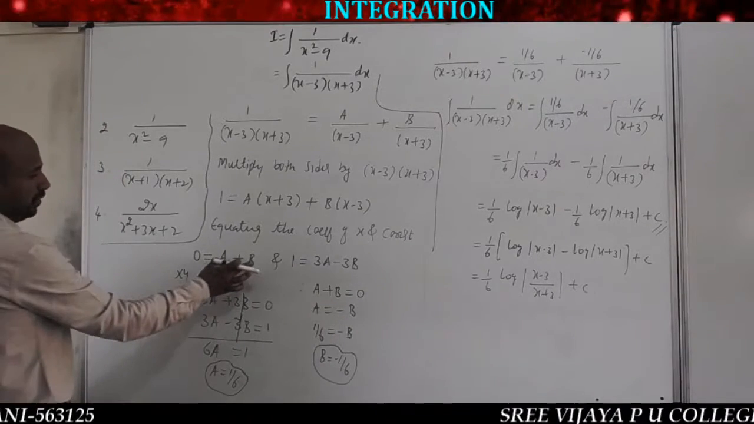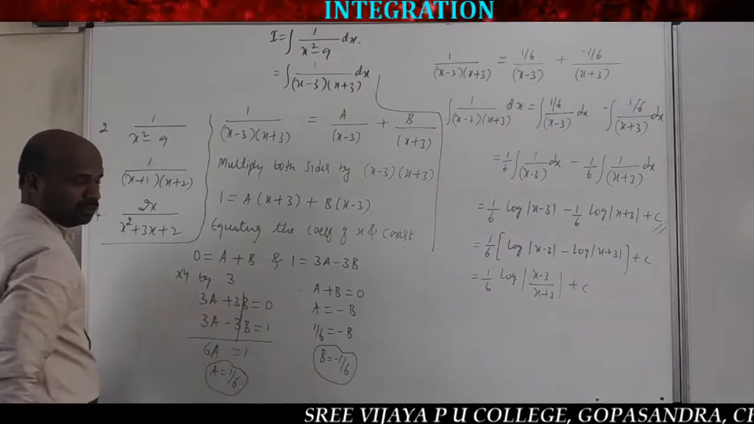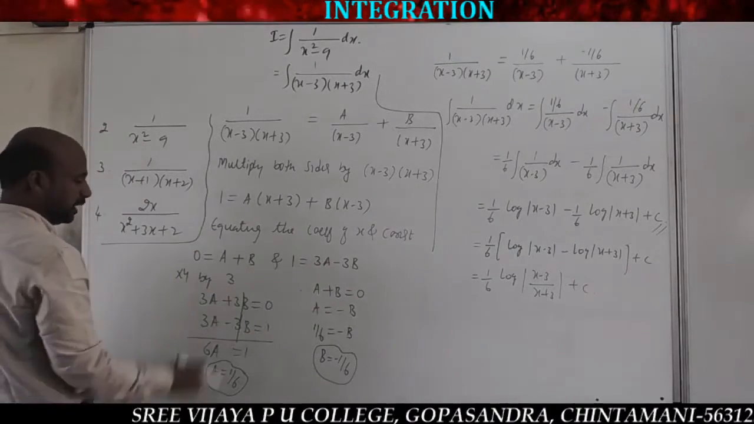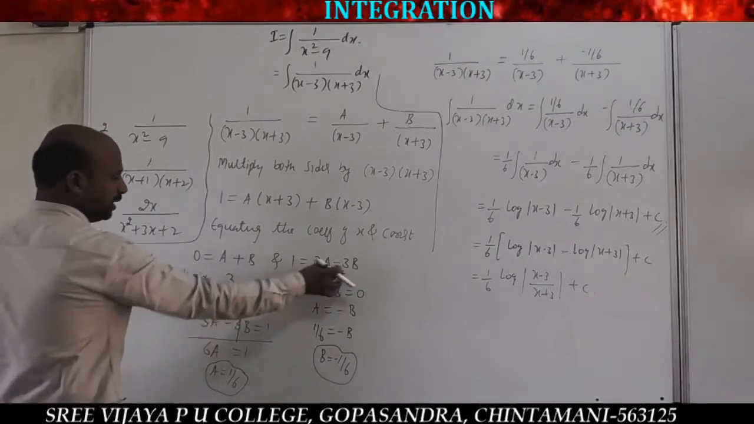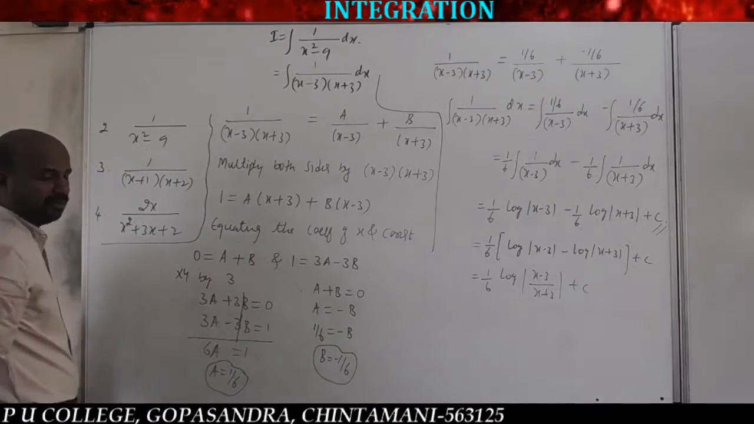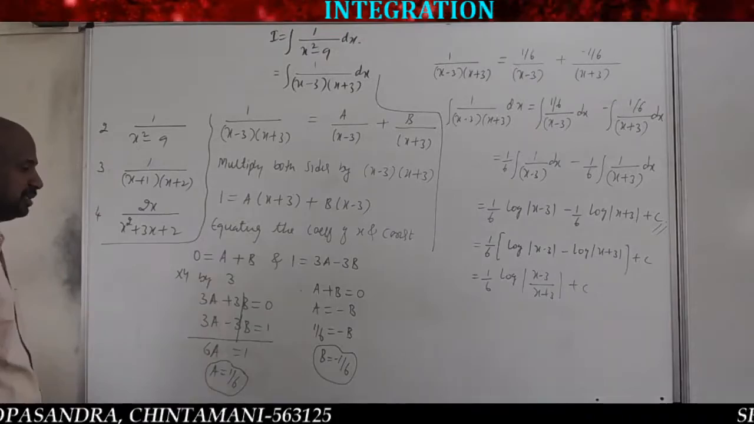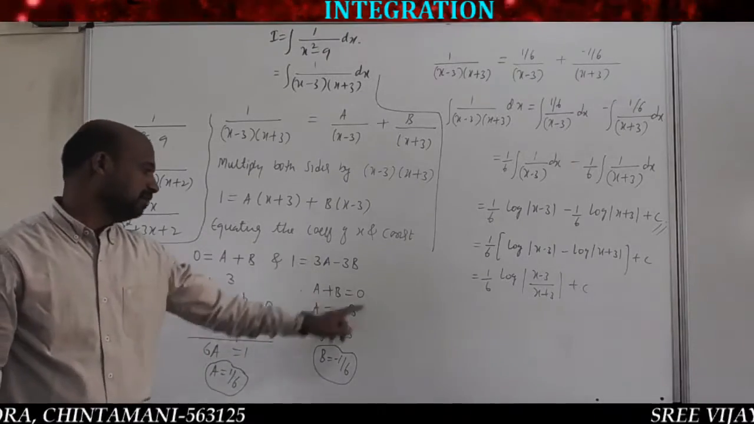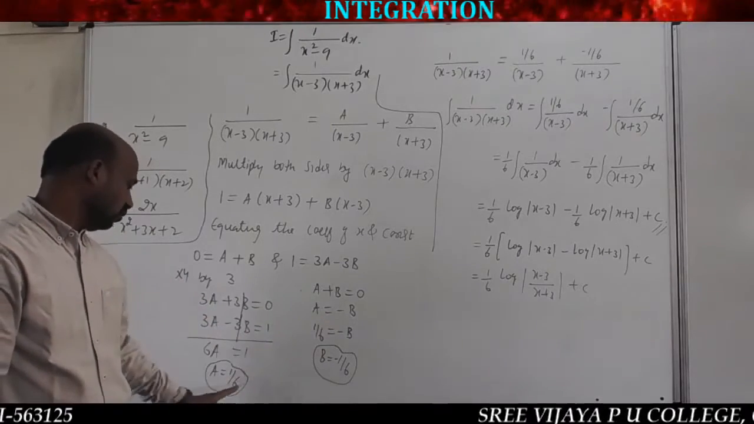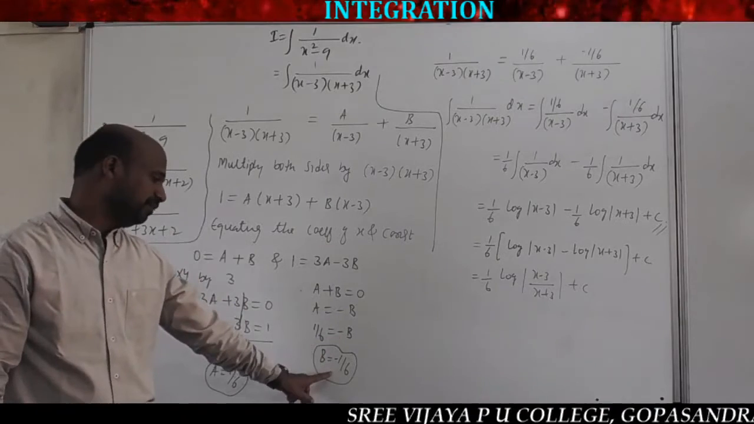So here we have a plus b is equal to 0. Multiply this equation by 3: 3a plus 3b is equal to 0. Again we have 3a minus 3b is equal to 1. Add these two equations. Plus 3b minus 3b eliminate. 3a plus 3a is 6a. 6a is 1. a is 1 by 6. Take this equation, a plus b is equal to 0. So the value of a is minus b. a is 1 by 6, so minus b is 1 by 6. Value of b is minus 1 by 6.